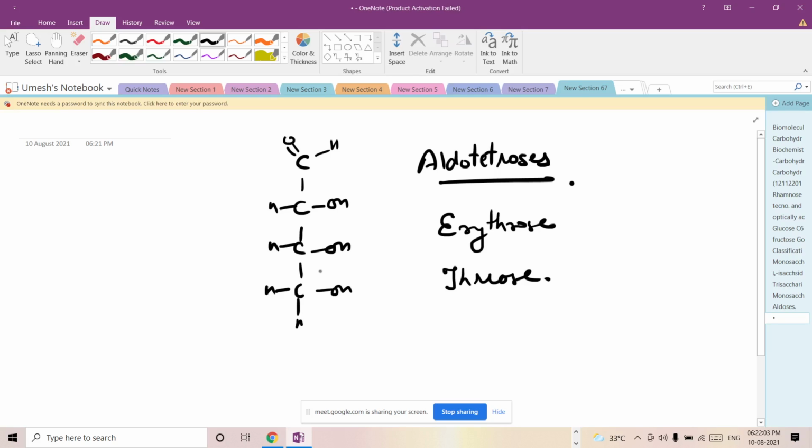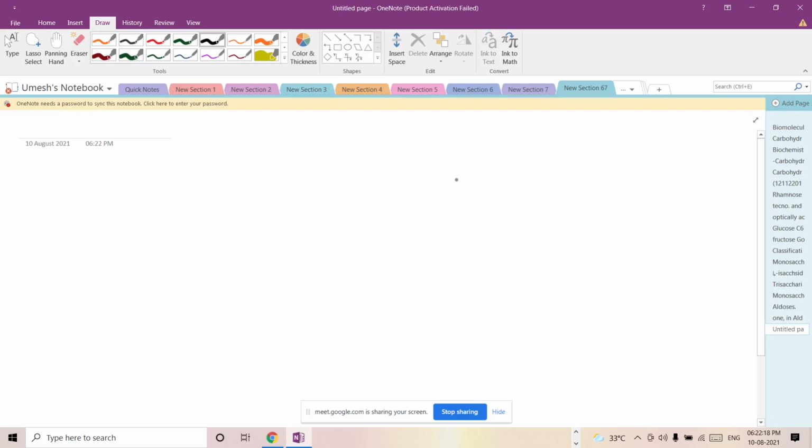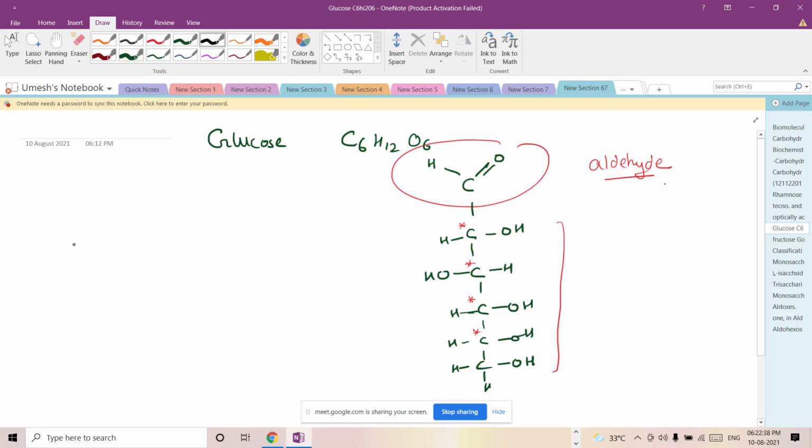Aldotriose. Triose means 3 carbon chain. Aldotetrose made up of 4 carbon chain. Aldopentose made up of the 5 carbon chain. Right? And so on. So we call them aldoses. Similarly, if I talk about aldohexose, it means it has a 6 carbon chain with the aldehyde group. It means we are talking about glucose. The structure we have done earlier. This one is the glucose molecule. I can say it's an aldohexose. Understood?